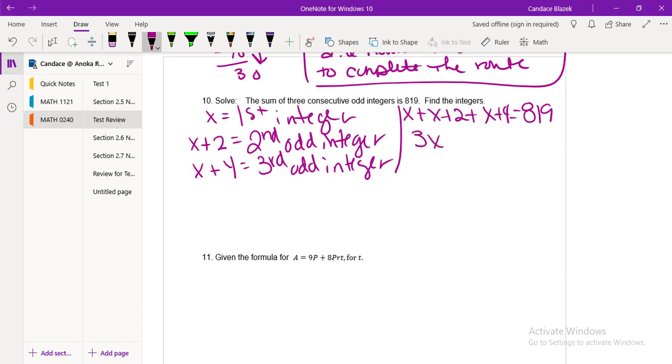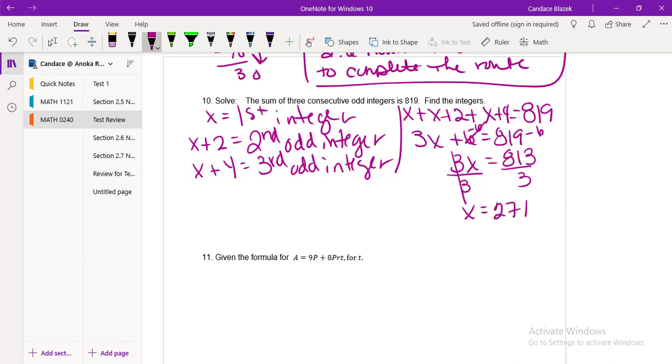Combining like terms, we have 3x plus 6 equals 819. Subtract 6 from both sides. It cancels the 6 off the left. And on the right, we get 813. And then divide by 3. Notice the 3's cancel on the left. And I have x is equal to 271.